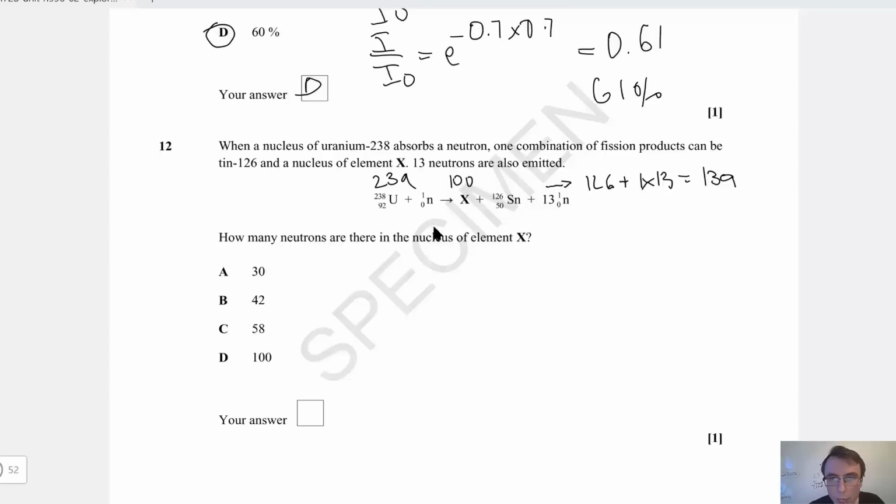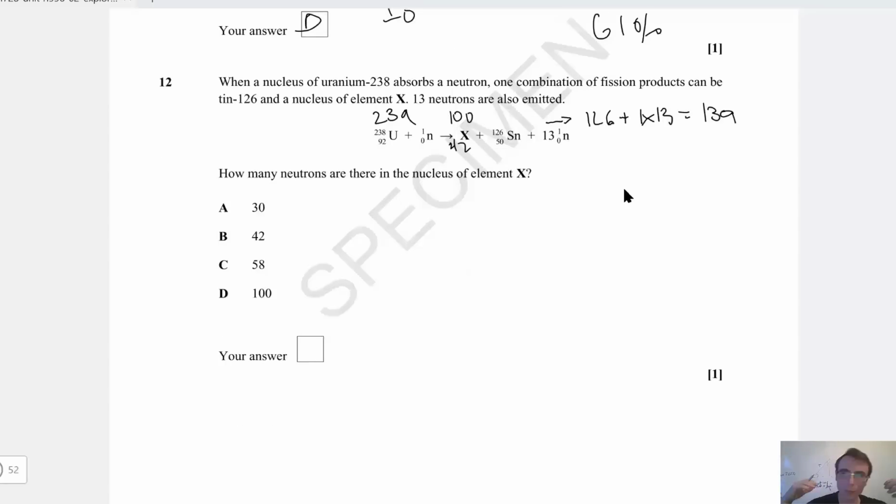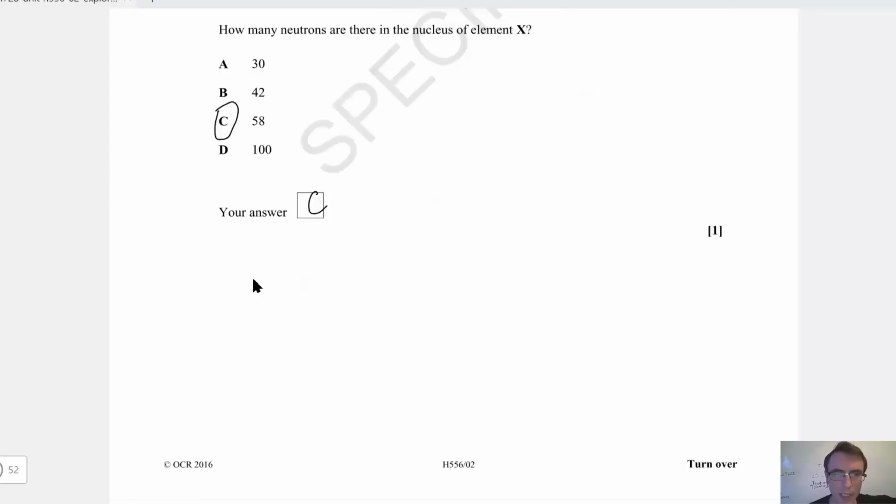Okay, so the total proton number is 92 on the left. Proton number here is 50, so this means that we're going to have 92 take away 50, which is just 42. Don't be tempted though, 42 is not the answer to everything in the universe. Remember, this question was asking us about the neutron number, so it's going to be 100 take away 42, which is 58. Correct answer is C.